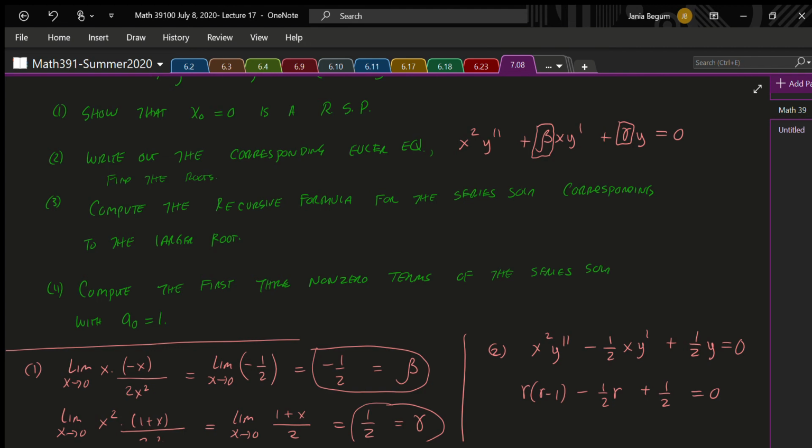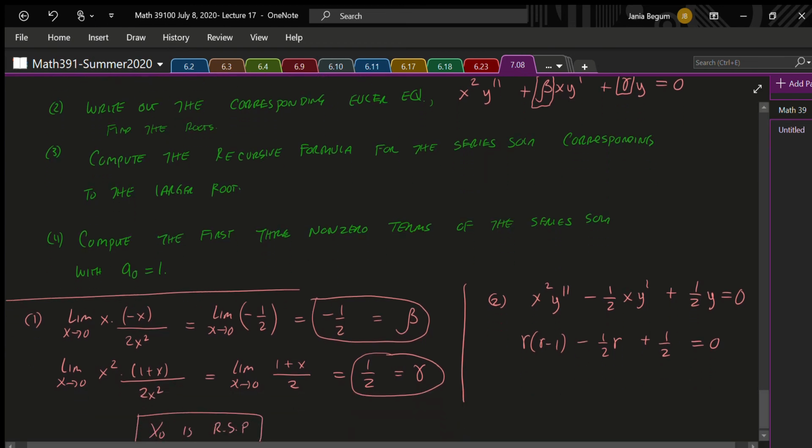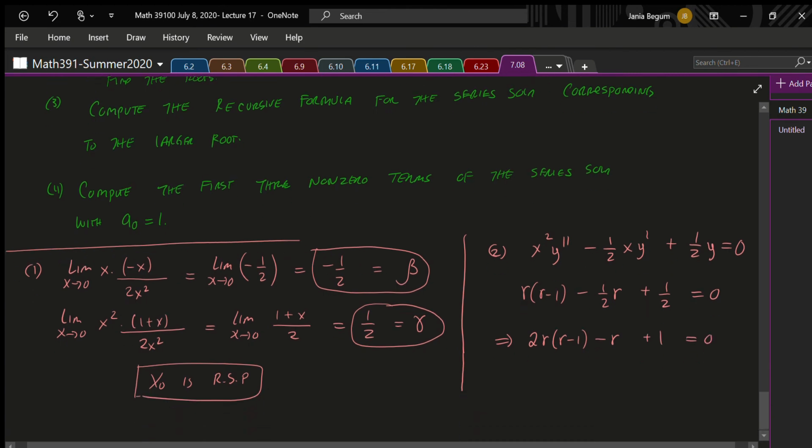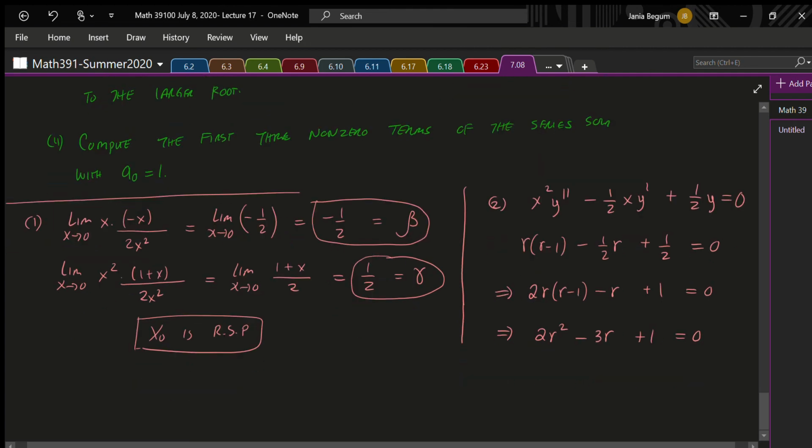Okay. Well, let's find the roots. To find the roots, we're going to multiply both sides by 2 so we can get rid of these fractions. By doing that, we have 2r times r minus 1 minus r plus 1 equals 0. And then continuing to factor this, we have 2r squared minus 2r minus r minus 3r plus 1 equals 0.